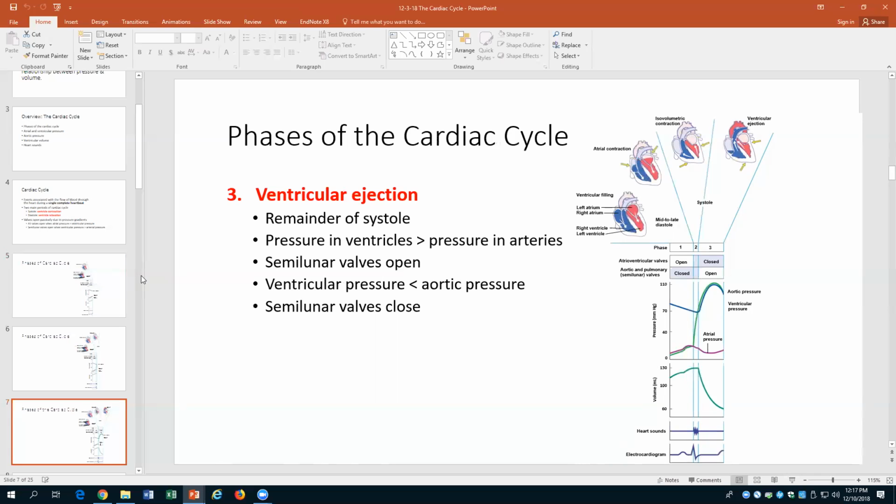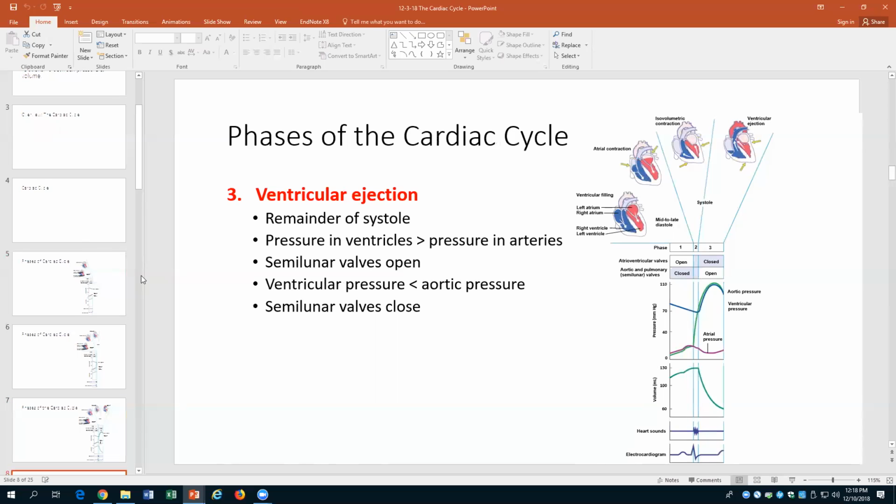And it's going to drop and drop as blood leaves until it is now lower than the pressure in the vessel, and we lose our pressure gradient once again. When we lose our pressure gradient, the semilunar valves are going to close again. So the semilunar valves open at the beginning of phase 3, and then they close at the end of phase 3 because we've lost the pressure gradient.